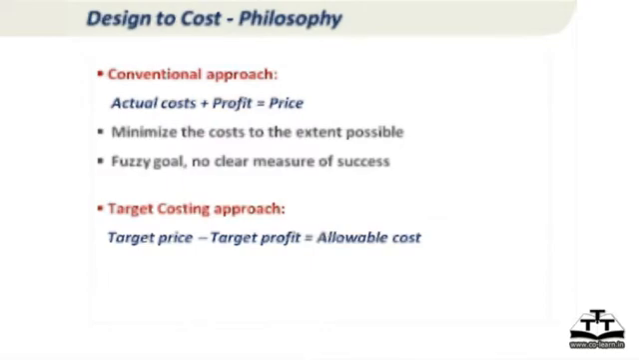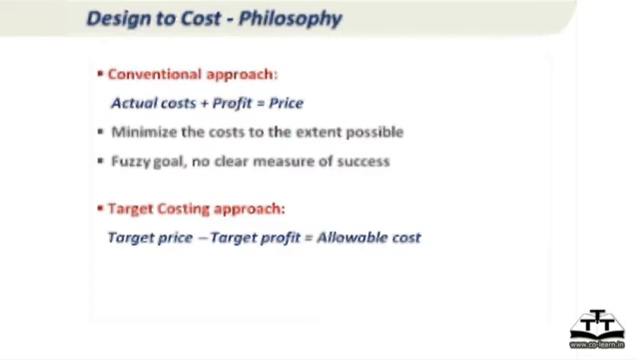Conventionally, we say that my actual cost plus profit is equal to price. And what I do conventionally is try to minimize my cost to the extent possible by not painting my machines and maybe hiring labor at a lower rate. I minimize my cost.